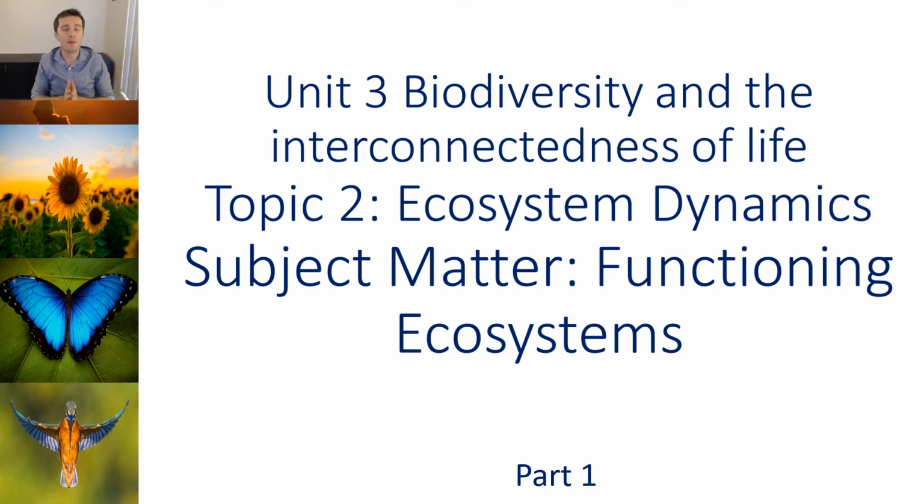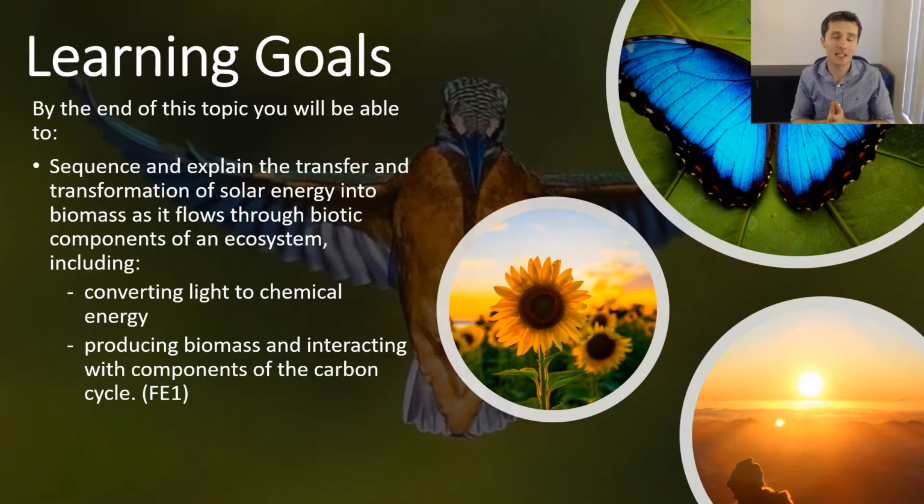This is part one, the very start of this new subject matter. So we're looking at topic 2, ecosystem dynamics, and the subject matter we're looking at is functioning ecosystems. The learning goals for this lesson are to sequence and explain the transfer and transformation of solar energy into biomass as it flows throughout biotic components of an ecosystem, including converting light to chemical energy and producing biomass and interacting with components of the carbon cycle. So this is our functioning ecosystem learning goal.